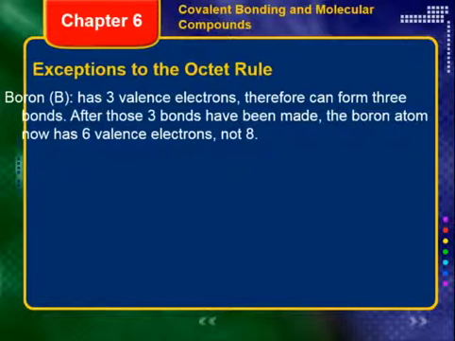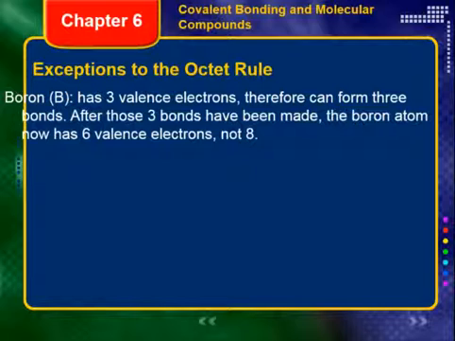Let's look at boron. Boron has 3 valence electrons. It's in main group 3, so it has 3 valence electrons. Therefore, it can share 3 different electrons to make bonds. That means it can make 3 different bonds. After these 3 bonds have been formed, the boron atom now has 6 valence electrons, not 8. That's because it doesn't have enough electrons in the neutral version of itself to get all the way up to 8, even with bonding.